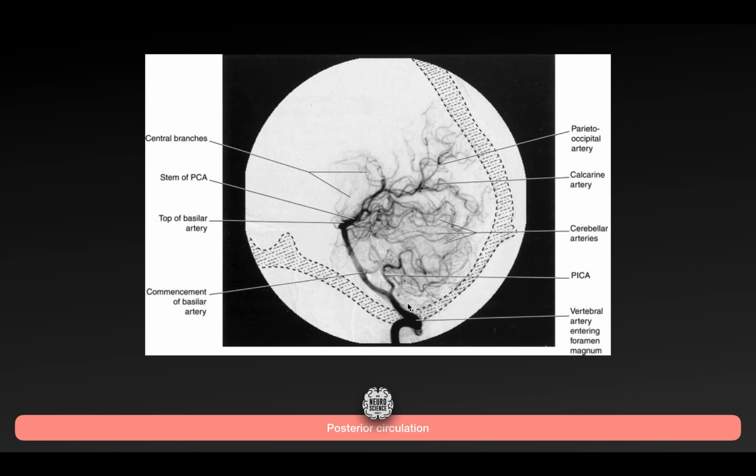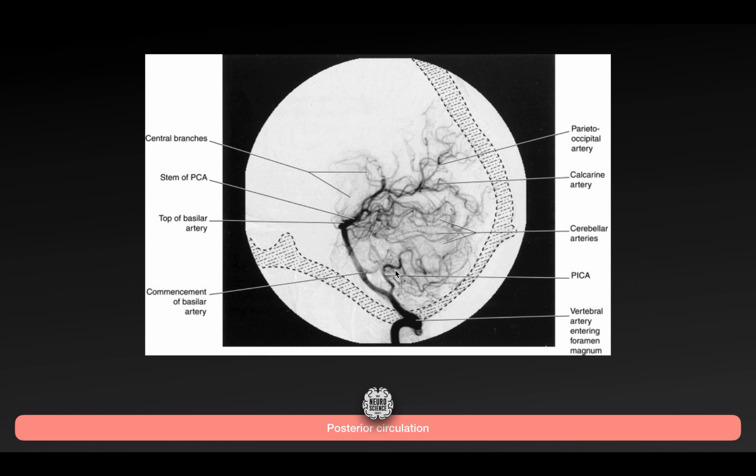Here's what it looks like in an angio. So again, vertebral artery coming in, and then it runs up here. And actually, this is the basilar artery here. At the very top, we get a rapid turn for PCA as it joins the circle of Willis, and it gives off a whole array of arteries.